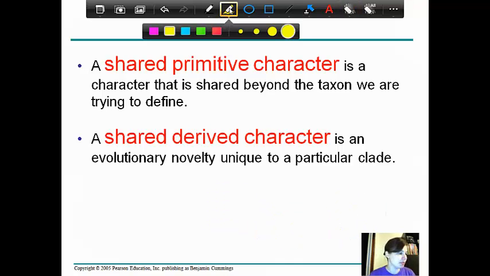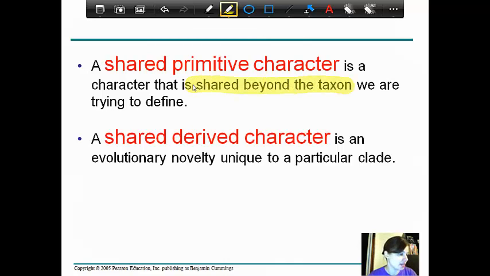Okay, a shared primitive character is shared beyond the taxon we're trying to define. This is some sort of trait. For example, if you think of a character as a trait, that all of the organisms in your clade have, but there are also other organisms that are not in the clade that have it. So it's beyond the taxon. And it's a primitive character, meaning that trait showed up before that clade actually evolved. Again, I'll show you an example of this in a minute. Hopefully it'll make a little more sense.